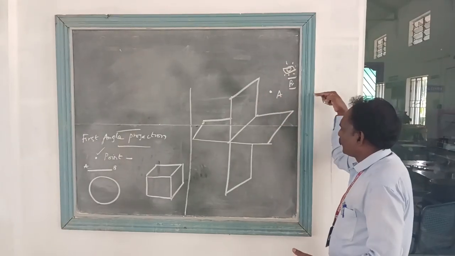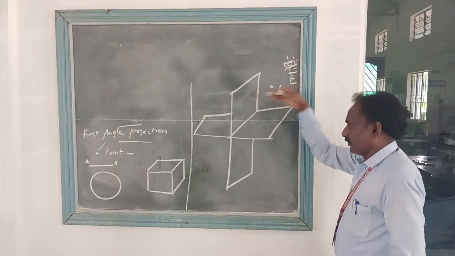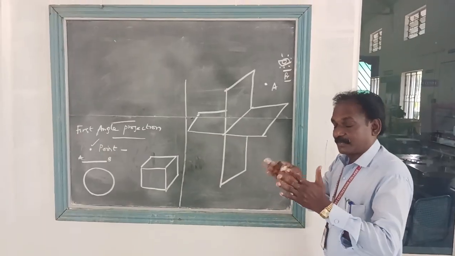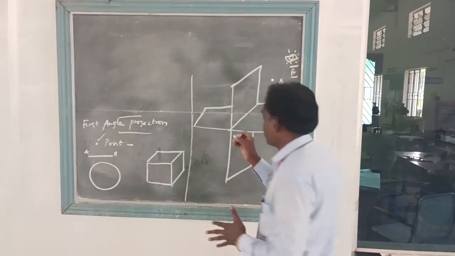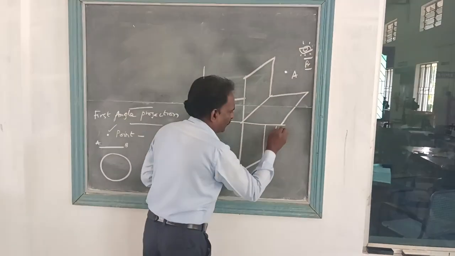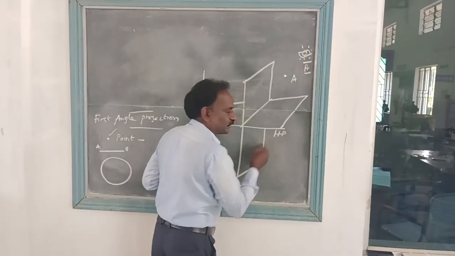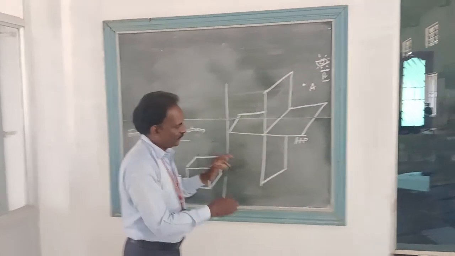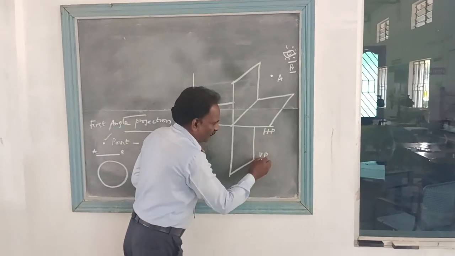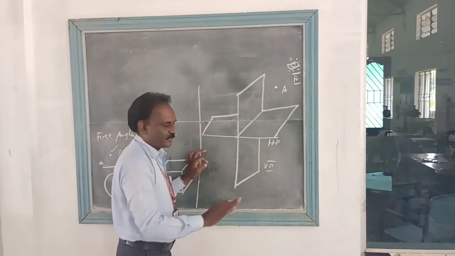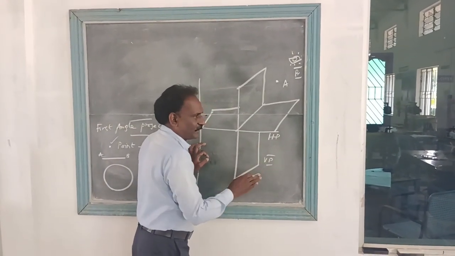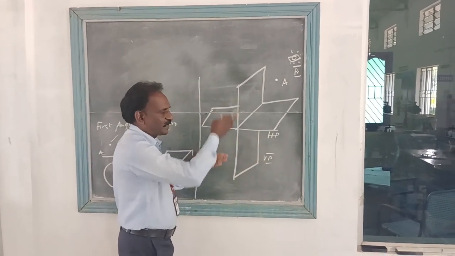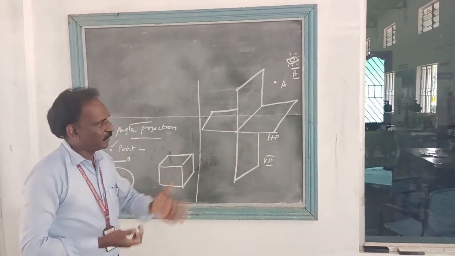Okay, before seeing from the front, once again I recall the basic reference planes. The plane which has a horizontal position is called HP. HP means horizontal plane. Vertical plane means VP, abbreviated as VP. The intersection of these two will form the quadrant.